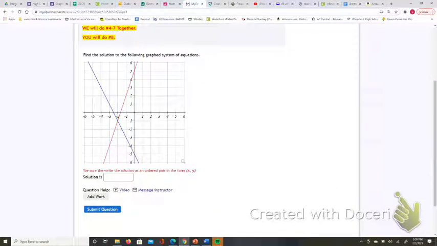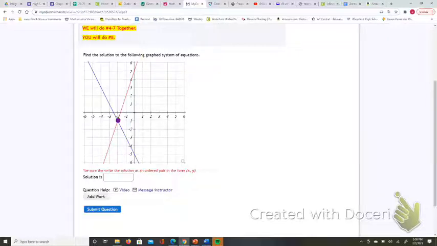Find the solution to the following graphed system of equations. Okay, so remember, when you're looking for the solution, you are looking for the point where the two lines cross. And if you look right there, that is the point where the two lines cross. Now, it says that we have to write it as an ordered pair, as a point.